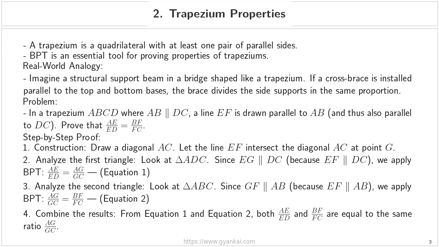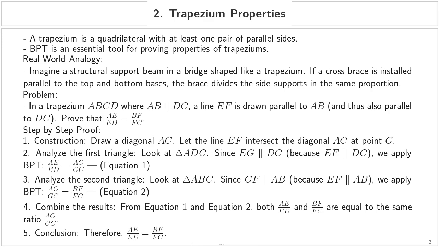to each other. And finally, step 5. Our conclusion is reached. We have successfully proven that the ratio of AE to ED is equal to the ratio of BF to FC. In the next slide, we will see how we can use the converse of this theorem to work in the opposite direction, identifying specific types of triangles.